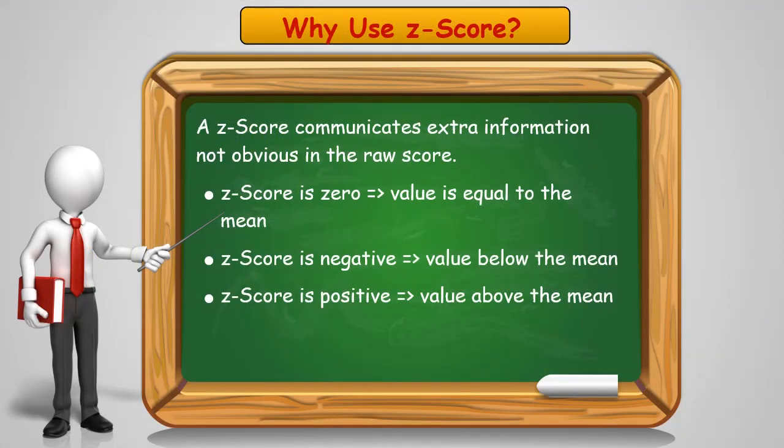Also of interesting note is that the z-score does communicate extra information that's not obvious in a raw score. If the z-score is 0, you're at the mean exactly. If your z-score is negative, you are below the mean. If your z-score is positive, you are above the mean.